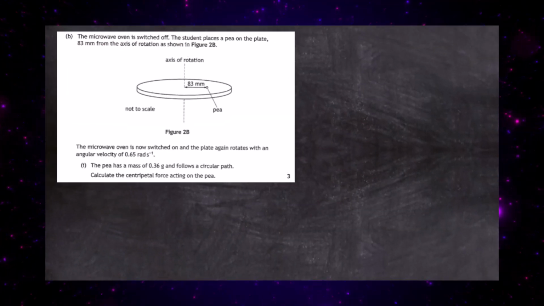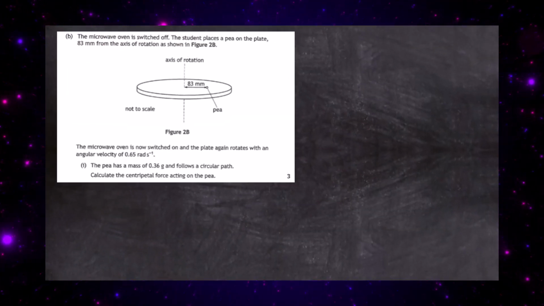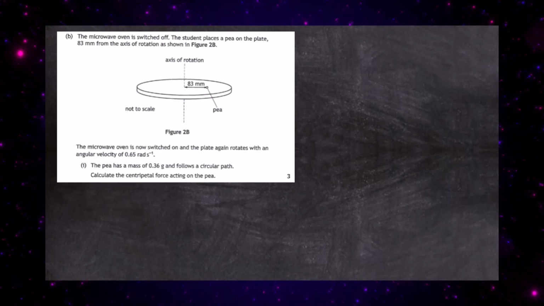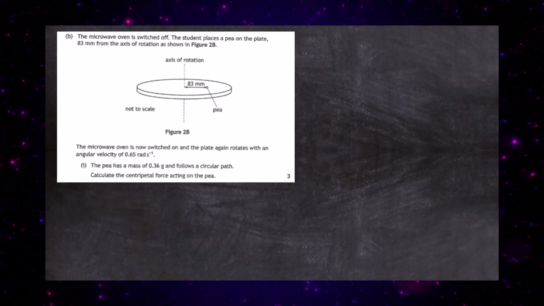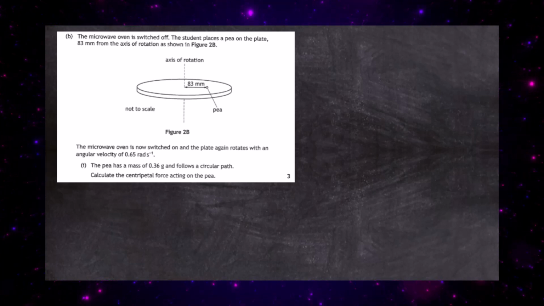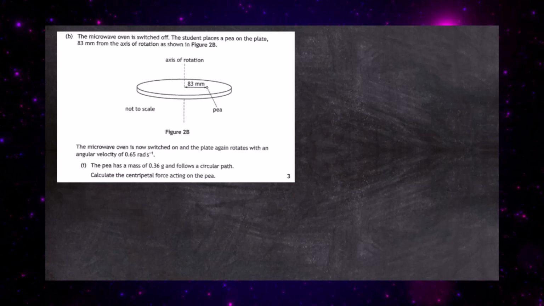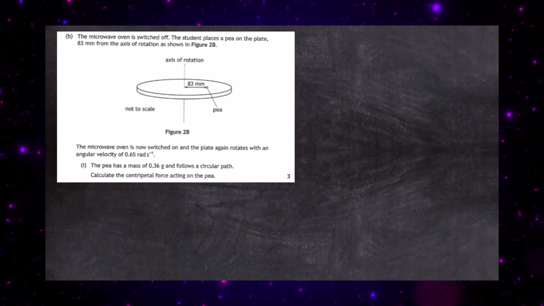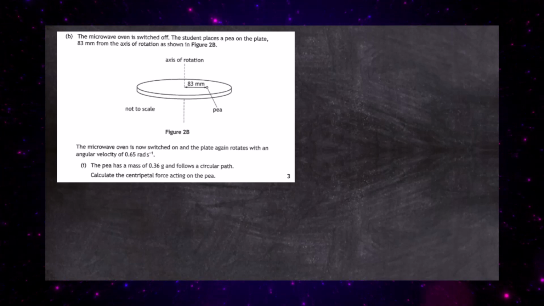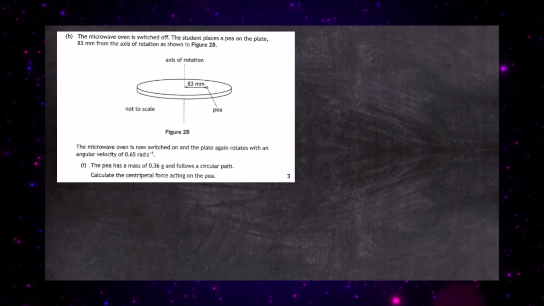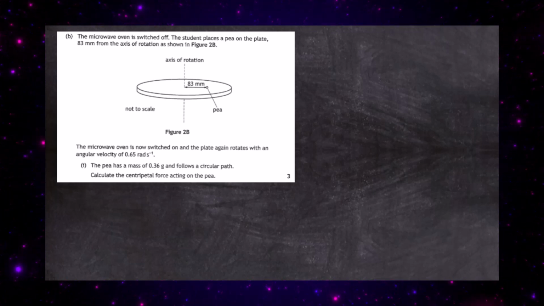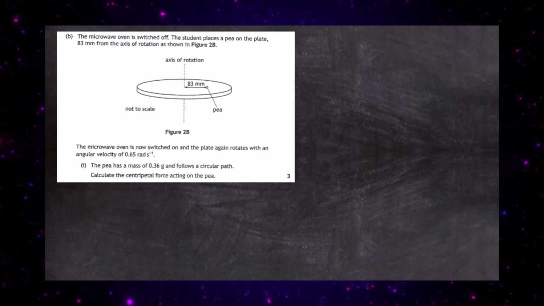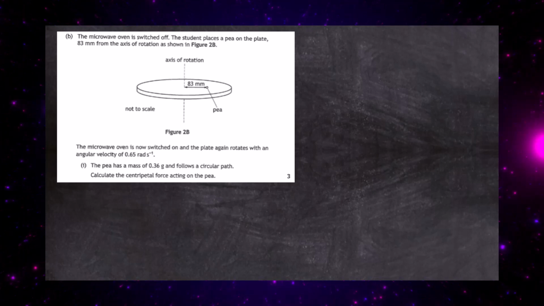Question 2, part B. The microwave oven is switched off and the student places a P on the plate, 83mm from the axis of rotation as shown in figure 2b. The microwave oven is now switched on and the plate again rotates with an angular velocity of 0.65 radians per second. The P has a mass of 0.36 grams and follows a circular path. For 3 marks, we're asked to calculate the centripetal force acting on the P.